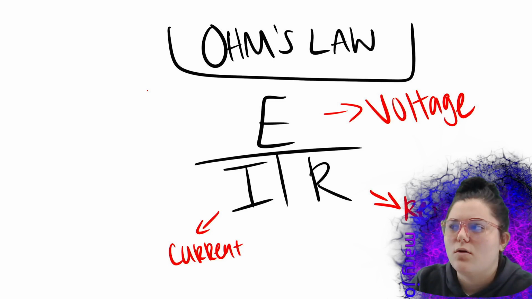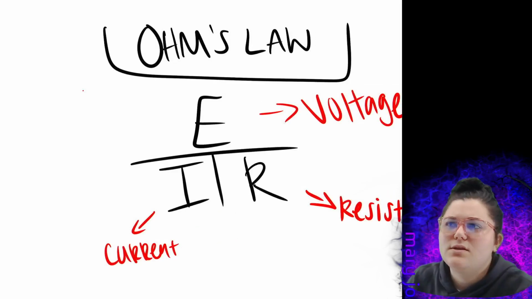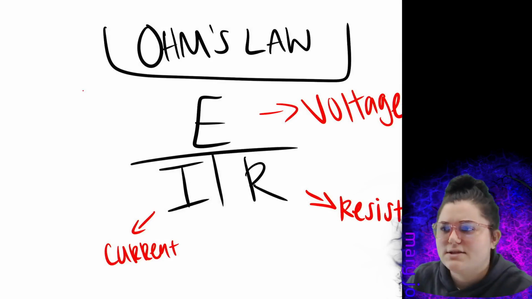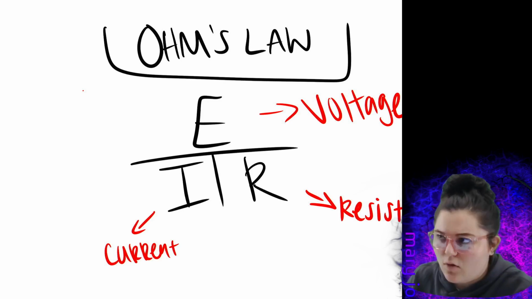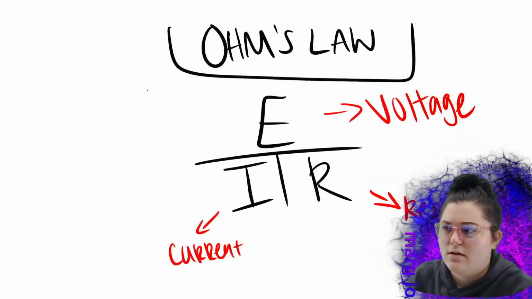This is Ohm's Law. You need to remember this. You need to write it down every time when you're working through your series circuits. I always wrote it at the top of my page. It's just E over I times R. E stands for voltage, I stands for current, R stands for resistance.